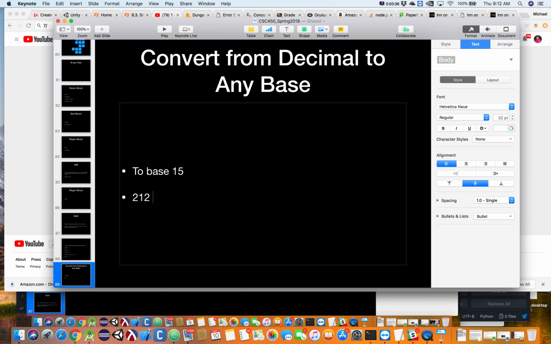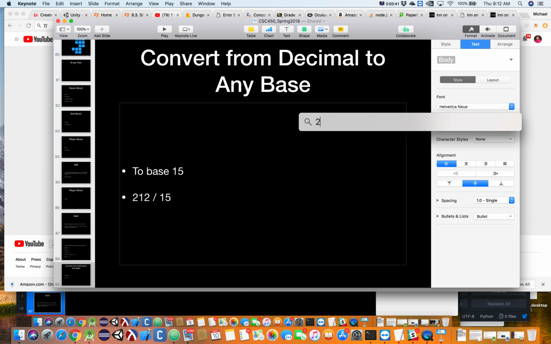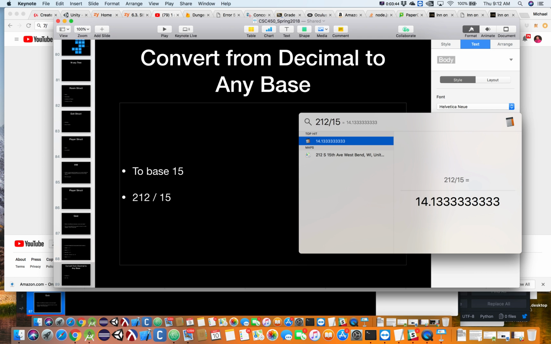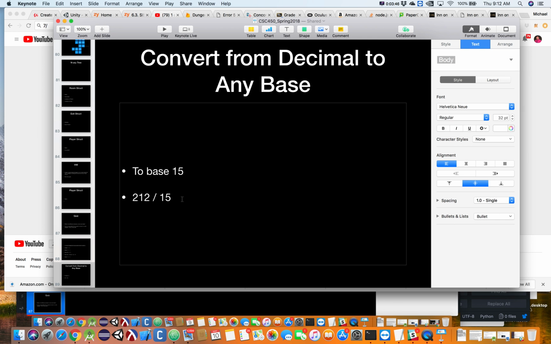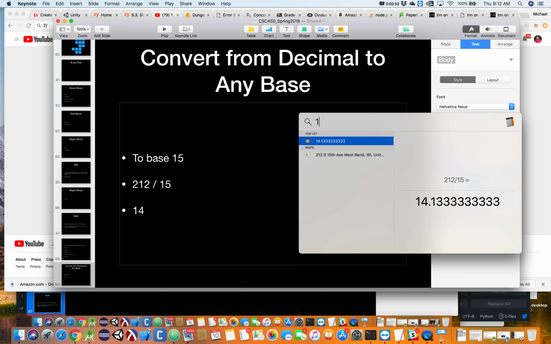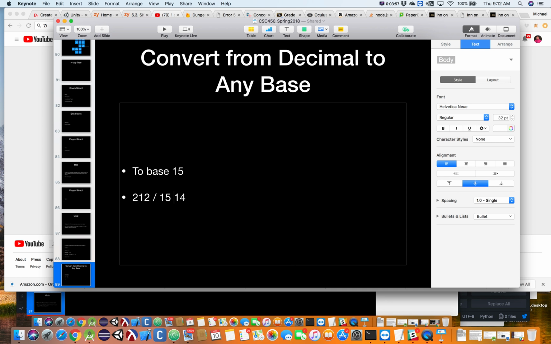What we're going to do is take our decimal number and divide it by 15 over and over and over again. So 212 divided by 15 gives us 14 and some change. So 15 goes into 212 14 times. 14 times 15 gives us 210. So we have a remainder of 2. We'll record that remainder out here. So this is 212 divided by 15. This is 212 mod 15 that goes over here. The remainder. So far, so good?